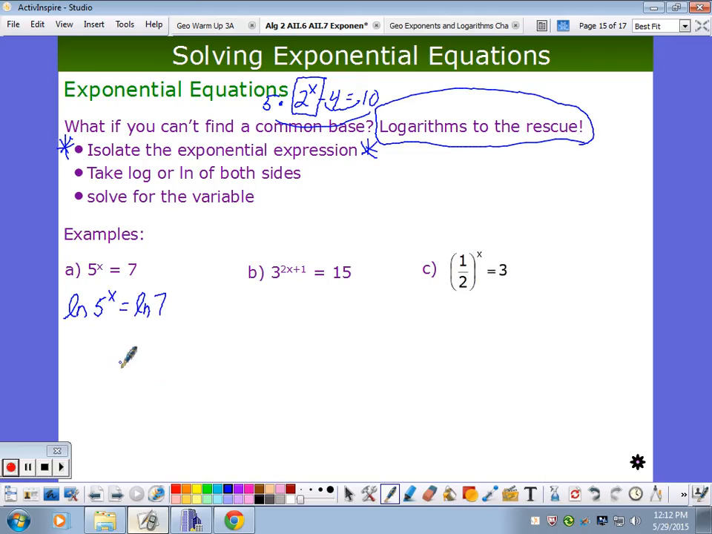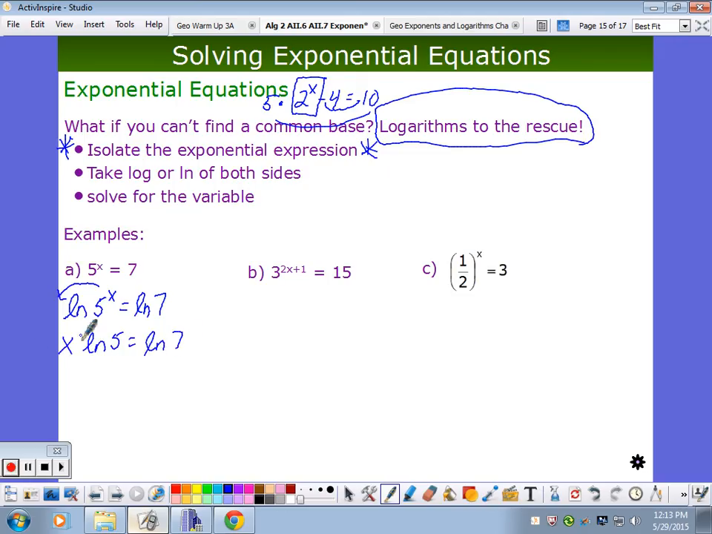Okay. So what can I do with this guy? Jerry, what can I do with this guy? What are those little rules we have? This x up here. Okay, so Christian, what's the next step? Yeah, we're going to move the x in front because that's our power rule, or power property with logs. And now I want to solve for x.